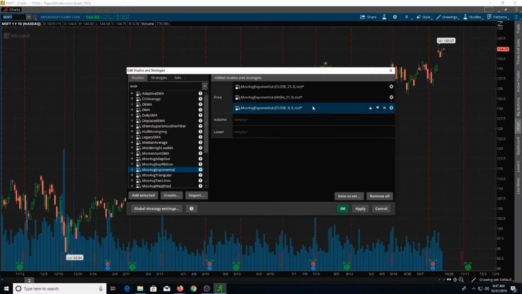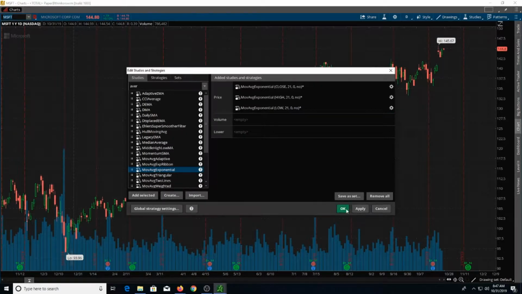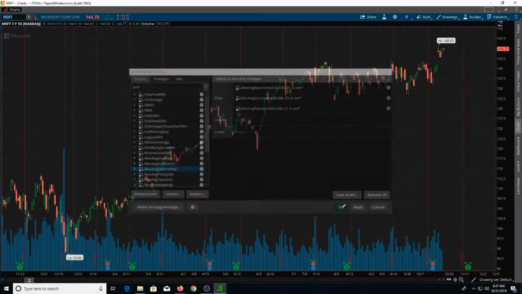So now we want to go to the third one. We want to change it to 21 also. And we want to do it on the low of that candle. Click OK. And we're going to click OK here so it'll populate the chart.